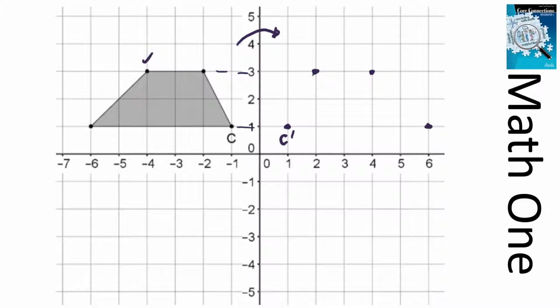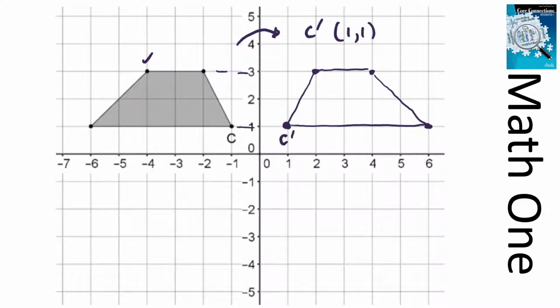So you can see after my reflection across the y-axis, this is a trapezoid. This is the trapezoid I would get. And C, the point, ends up going to the point 1, 1. So if I'm tracking C, C prime, after one of the transformations is located at 1, 1.